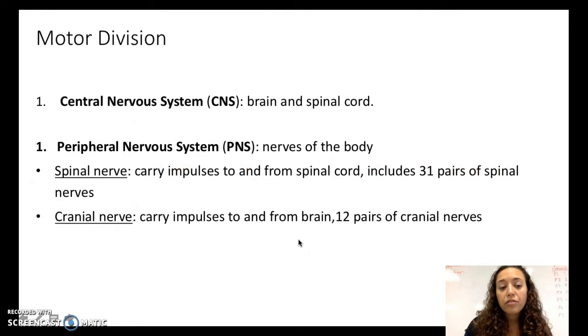Okay, so let's talk about our motor divisions. So you have central and peripheral. Central is your brain and spinal cord, and your peripheral nervous system is your spinal and cranial nerves. You have 31 spinal, 12 cranial. You don't have to know the names of these, but we will review what their function is.